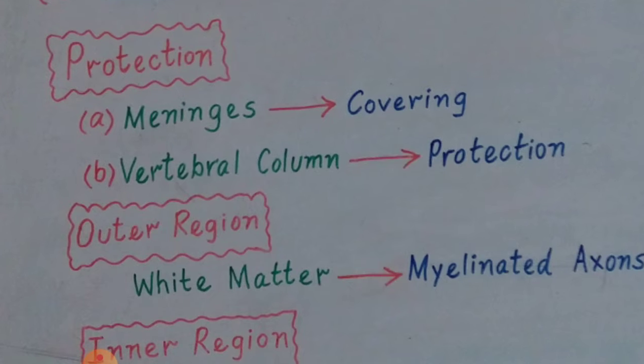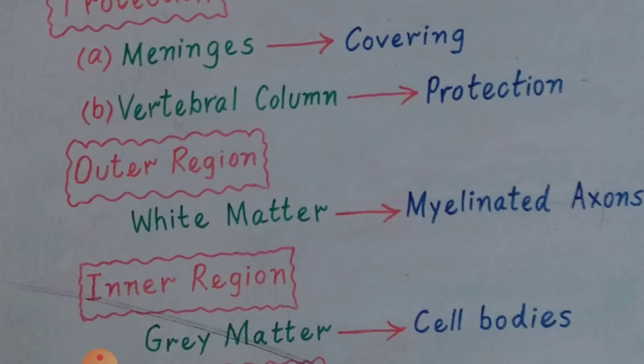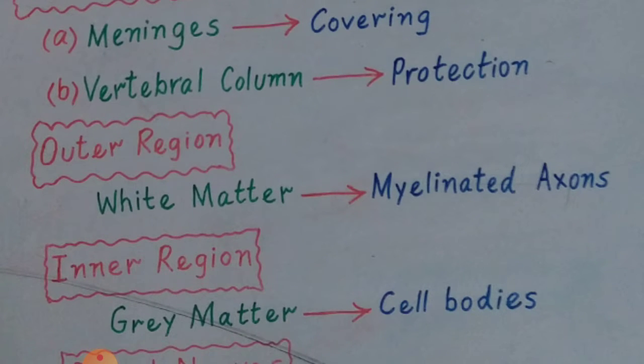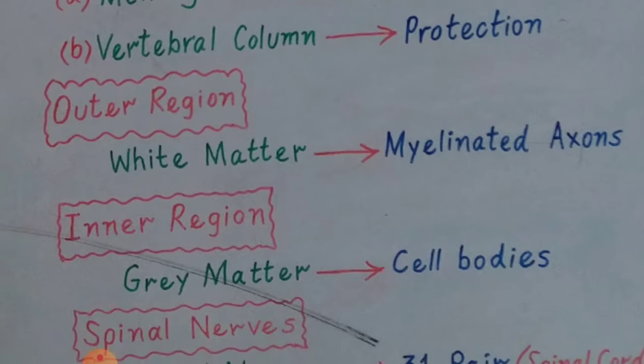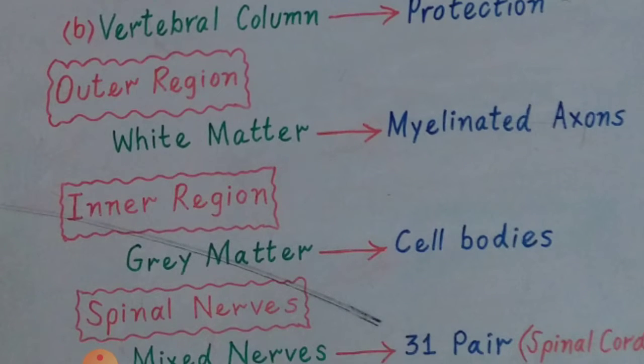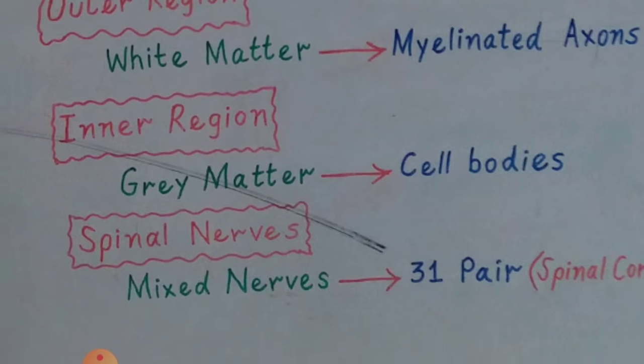The outer region of the spinal cord is white matter, which is the area where myelinated axons are present. The inner region of the spinal cord is gray matter, and it contains cell bodies.